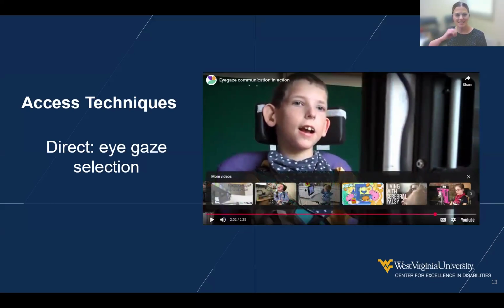So you can see in that example, it was showing that he was putting together a phrase or a sentence. And so as he's putting together that phrase or sentence, he's selecting each individual symbol on the device with his eyes, using his eye gaze. And then after he puts the whole sentence together, he chooses the speak button and it says the whole sentence. And so this little guy has CP, or cerebral palsy. And so he's able to put together his sentences and words using his device and eye gaze. So that's one example of direct selection.